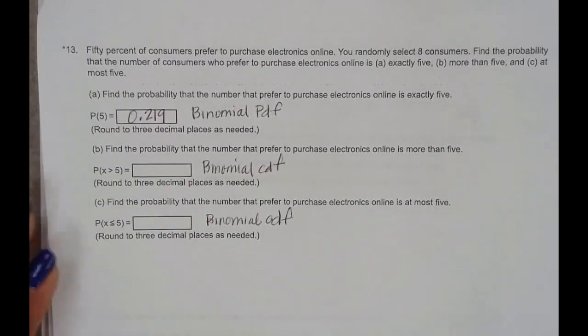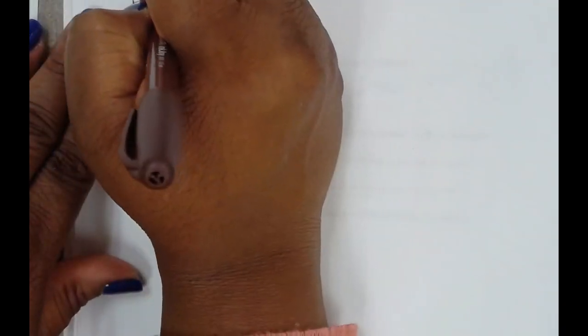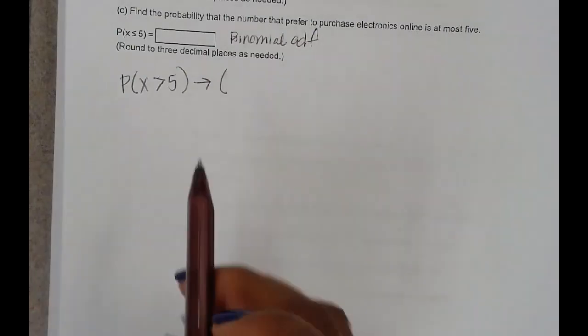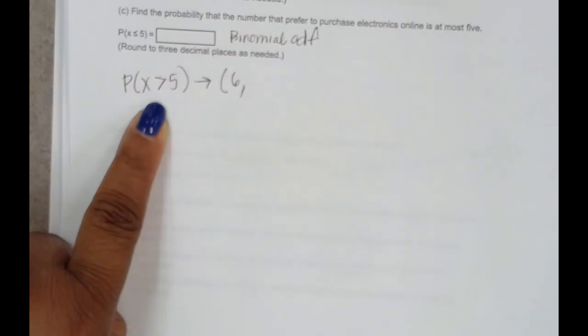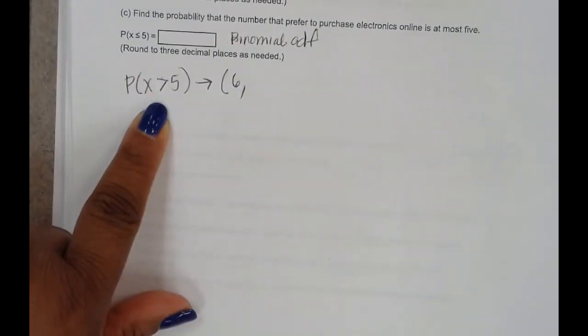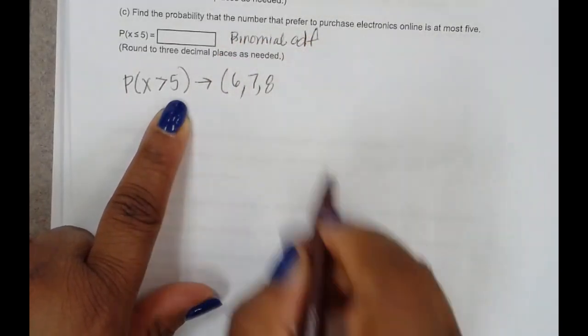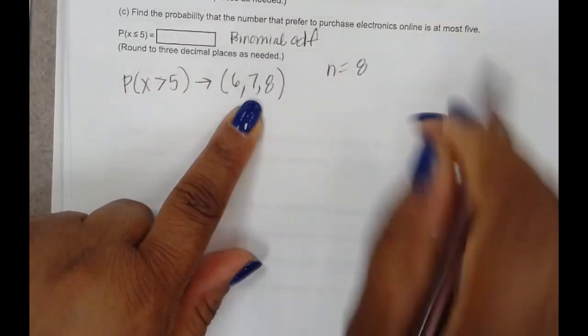So let's think about x is greater than 5. P of x is greater than 5. What are those numbers that are greater than 5? Okay, so x is greater than 5 includes 6. It does not include 5. It includes 7, and then it includes 8. I stop at 8 because we know that n is equal to 8. That's the max.